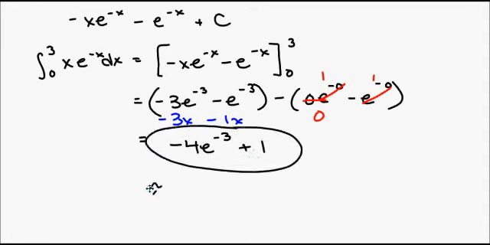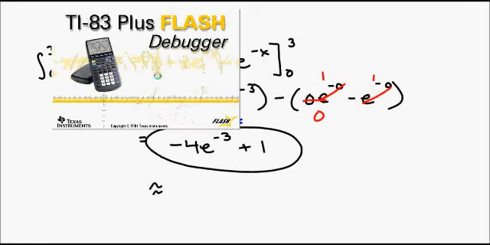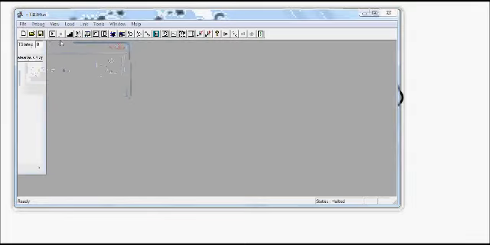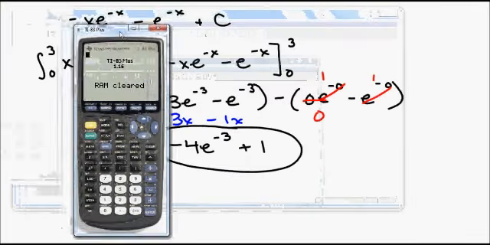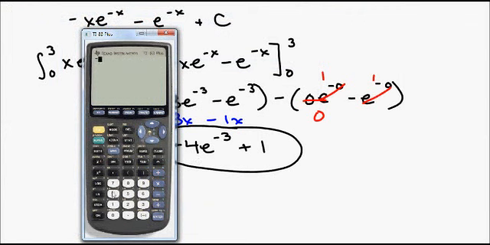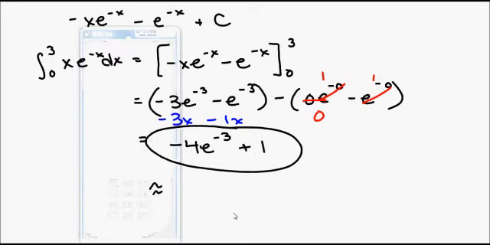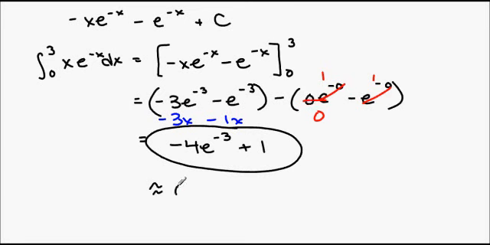If I wanted to approximate that to 3 decimal places, let's see what we would get. So negative 4 e to the negative 3 plus 1. So I get 0.801, I'll say. So 0.801 is approximately my area.